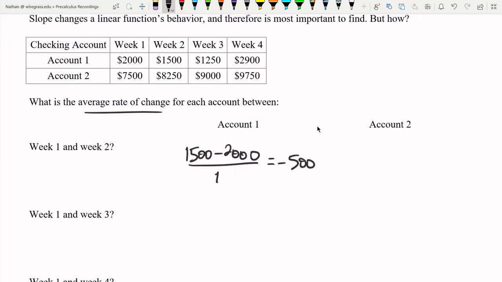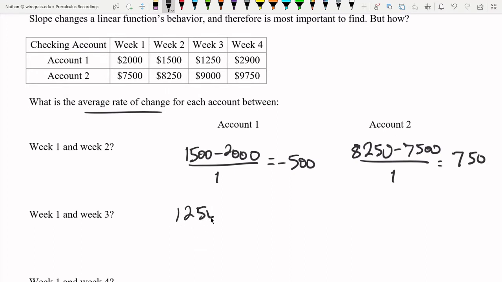For account 2, it's going to be final minus initial over a single week that has passed in this time frame. And that's going to be $750. Okay, between week 1 and 3, here we've elapsed 2 weeks. So we're going to take final minus initial again. Now we divide by 2 because there's been a 2 week time jump. So this is going to be -$750 over 2, which is -$375.